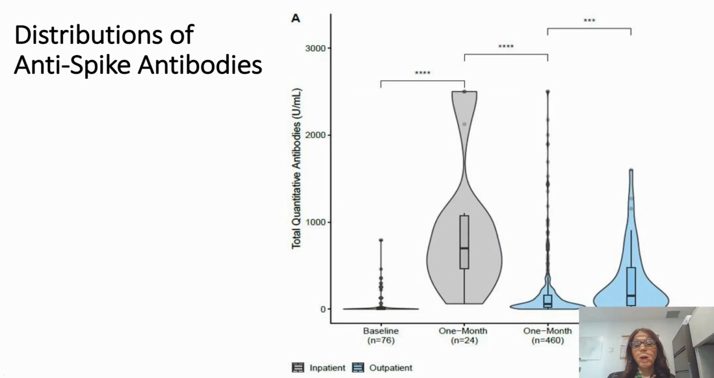We next examined the quantitative distribution of total anti-spike antibodies as measured on the Roche platform between inpatients and outpatients at different time points. And here we see that inpatients at 1 month have significantly greater total anti-spike antibodies compared to baseline and compared to outpatients at 1 month. However, for both patient groups at 1 month, there was considerable heterogeneity in levels of total anti-spike. But taken together, inpatients appear to have a stronger antibody response, at least at the 1 month time point. And with outpatients, we do see a small but significant increase in the antibody levels over time.